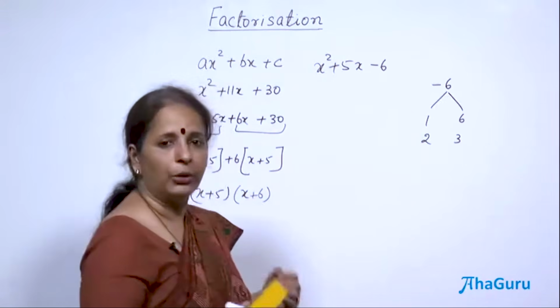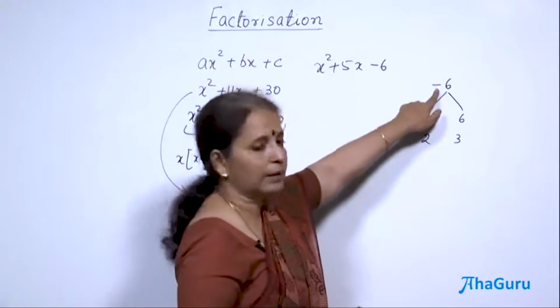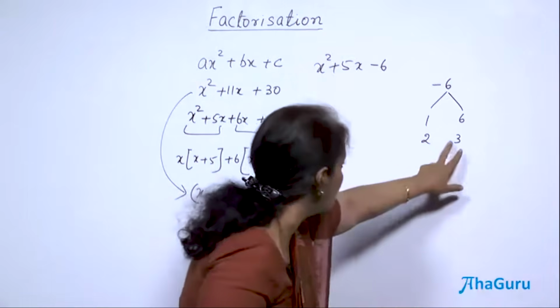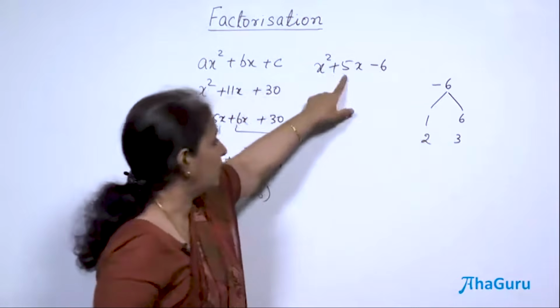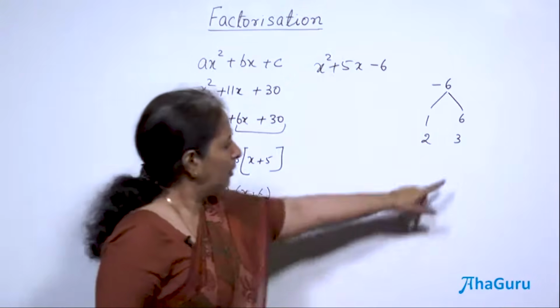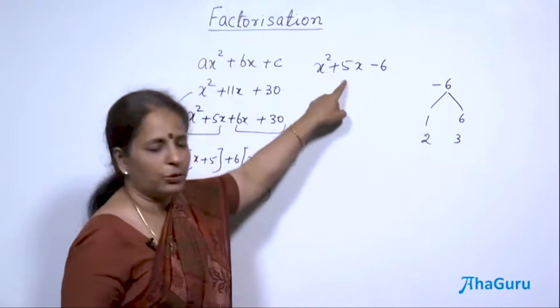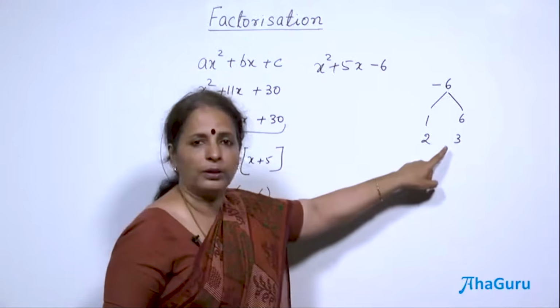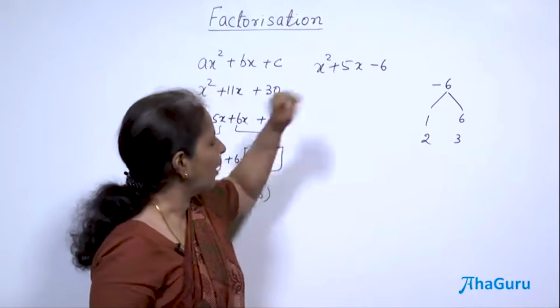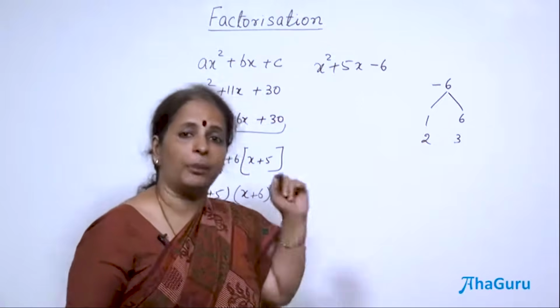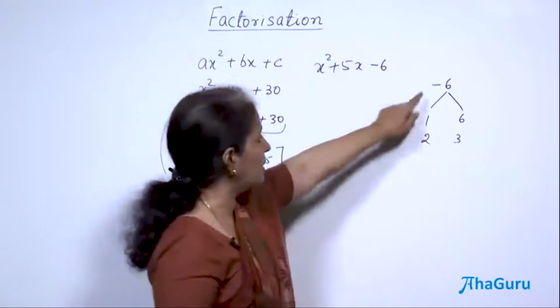Now, what should I do? Look at this sign, minus. It means I have to find the difference of these two which tallies with the center number. 3 minus 2 is 1, whereas 6 minus 1 is 5. So, I will take this and not this. The center number is 5. But 2 plus 3 is 5, no doubt. But you are not supposed to take plus, you have to take minus, because this sign says minus.